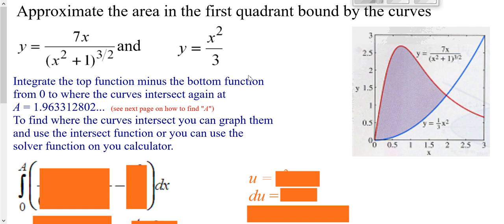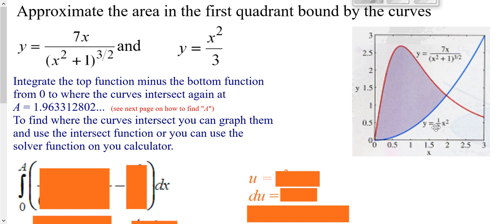So we're going to go ahead and look at this. This one's not too bad. You can see that we have one function on top, one function on the bottom. On your graph, you can see it's the red, which is your fraction thing, on top, and the blue, which is your parabola, on the bottom.